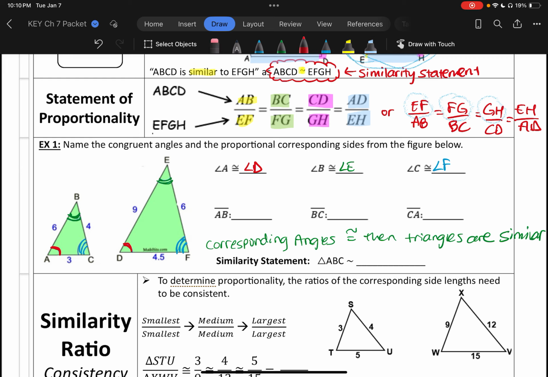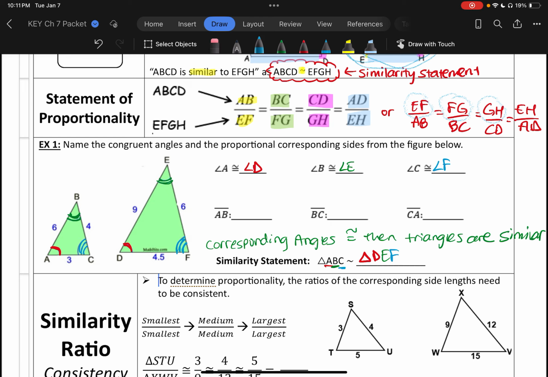We're going to jump ahead to filling in the blank right here where it says similarity statement. We're going to write this in as triangle ABC. Just look at the order in which it's written. What does A correspond to in the second triangle? Well, A corresponds to D. And then going in order here, B corresponds to, looking at the picture, E. So triangle ABC is similar to triangle DEF, right? And that would be our similarity statement.